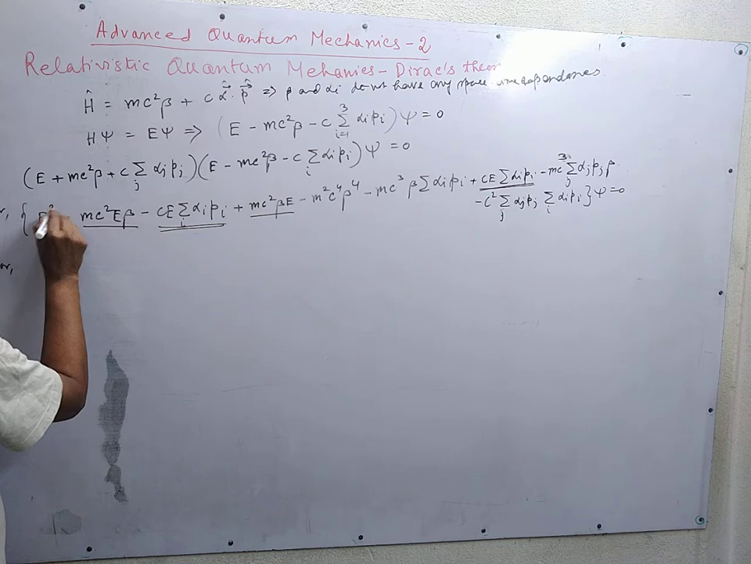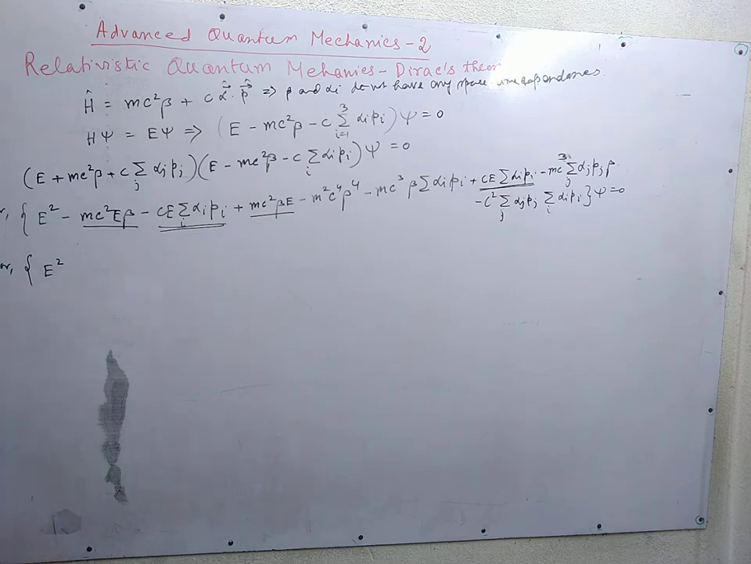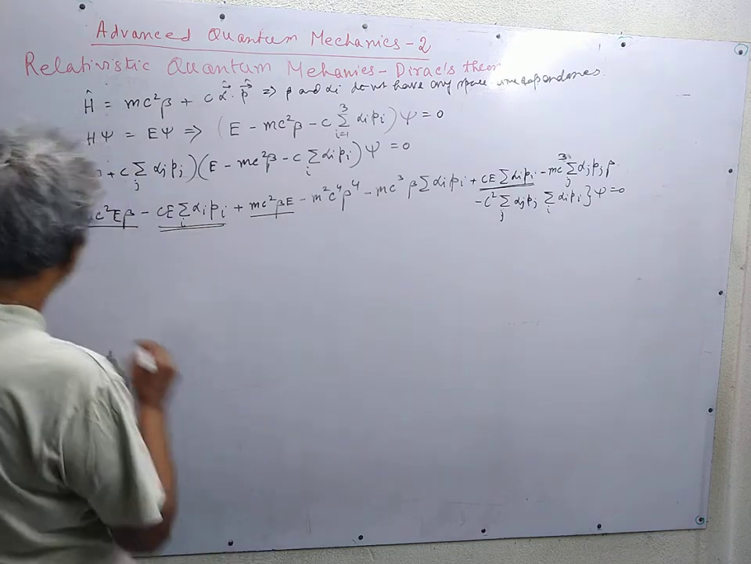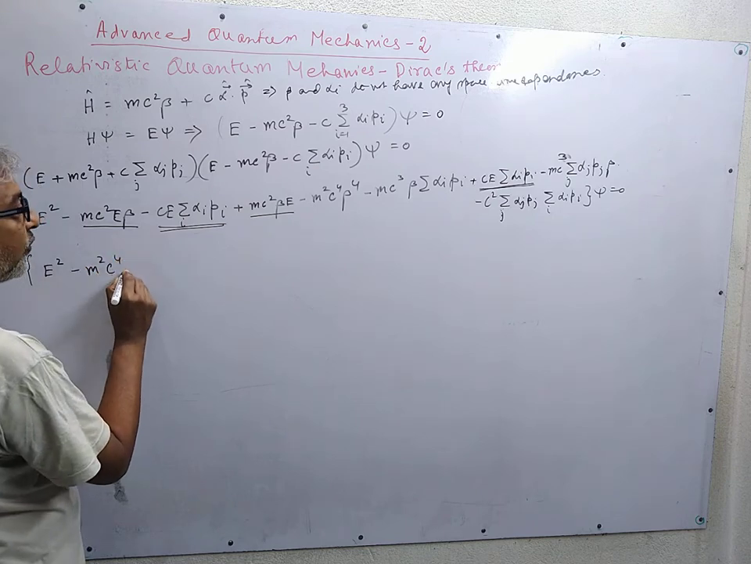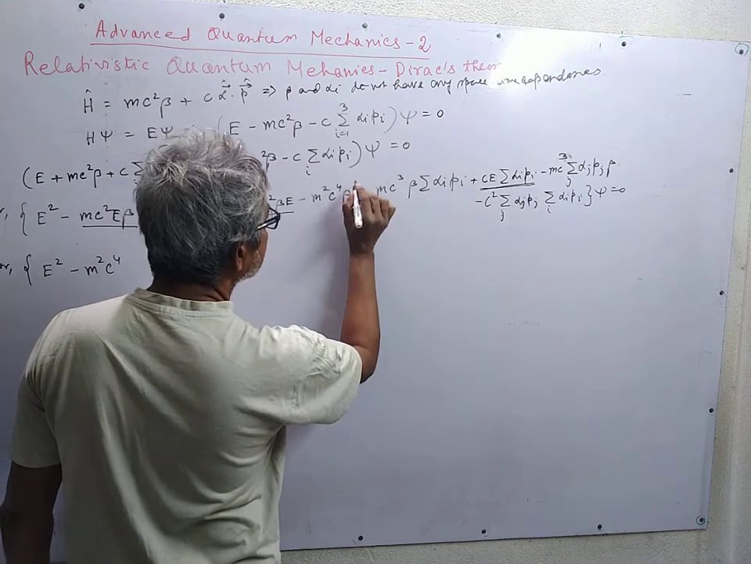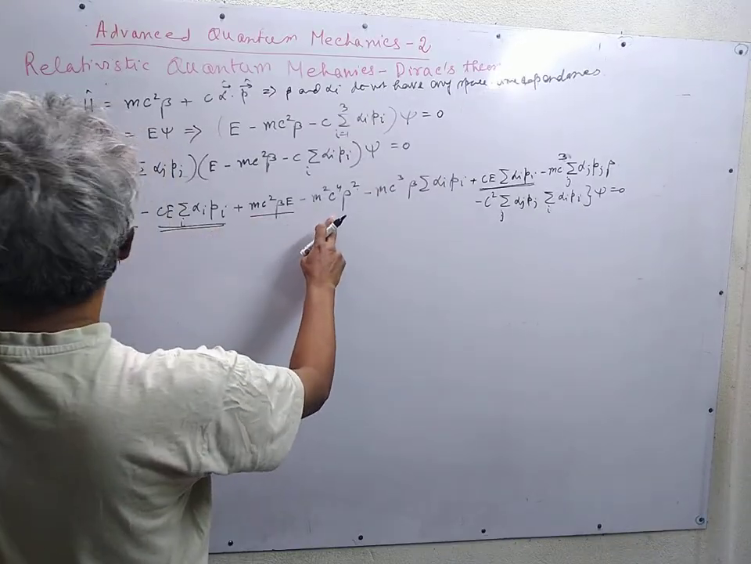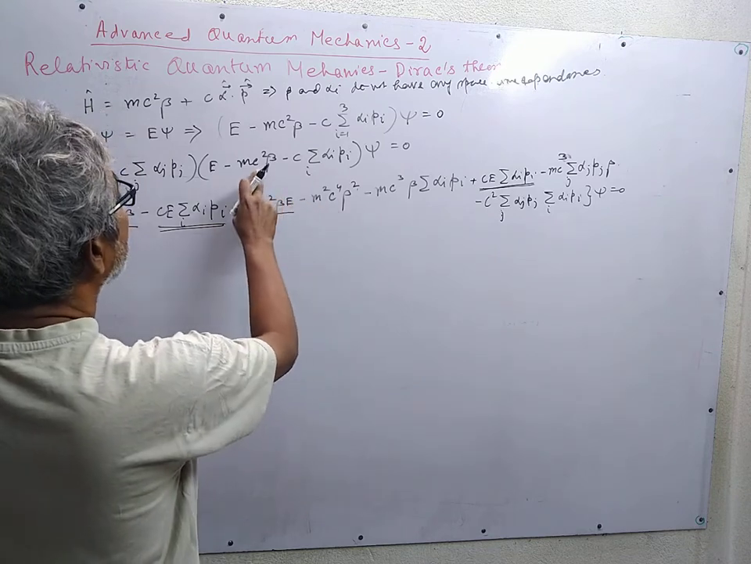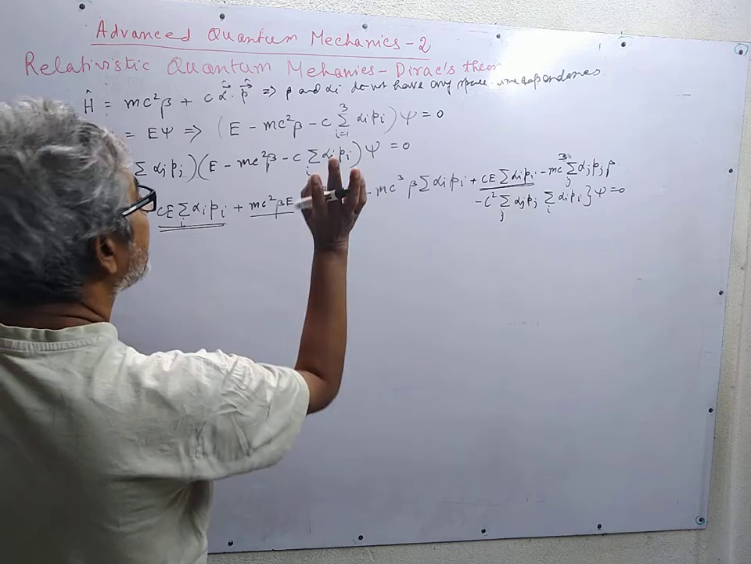Sorry, it is E square. Then we have minus m square c to the power 4 beta square. C to the power 4, it was beta square. First, second, third, fourth, fifth term. The fifth term originates when we multiply this with this, so m square c to the power 4 beta square.